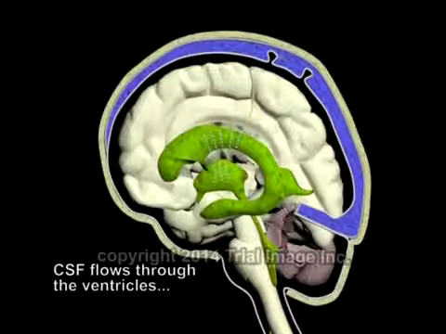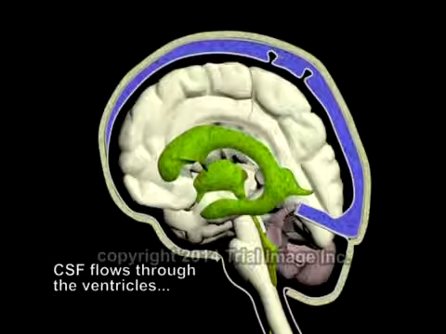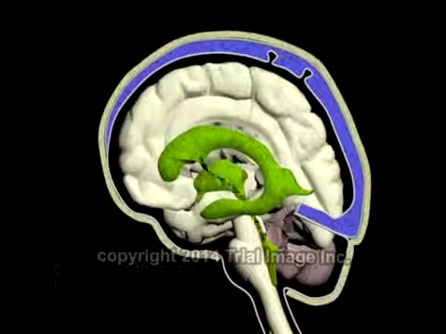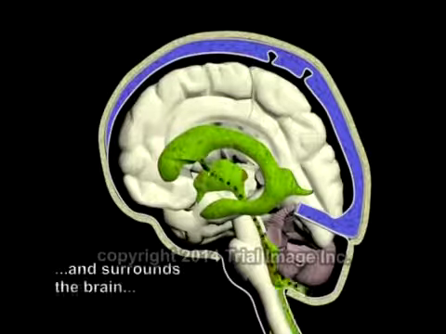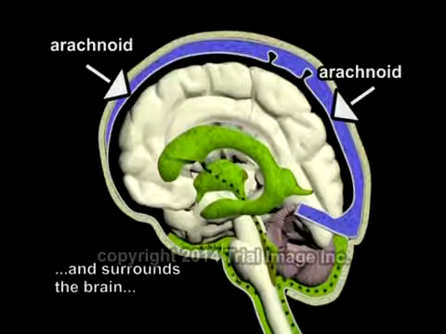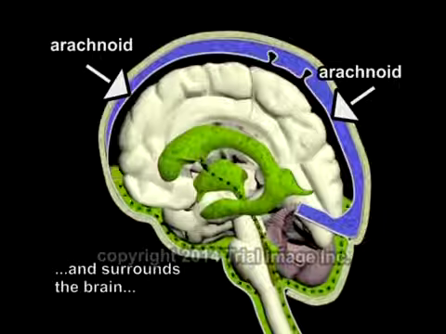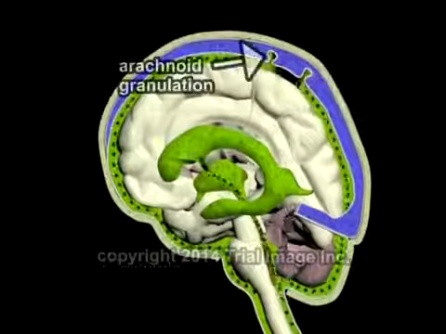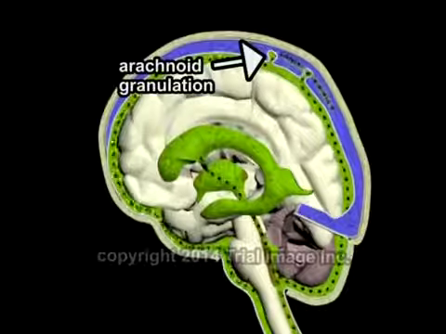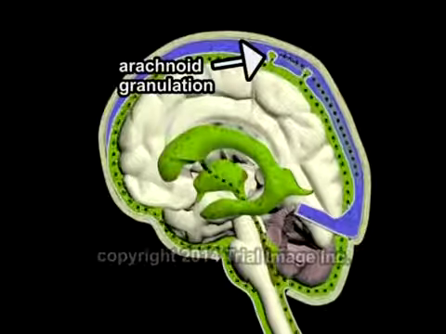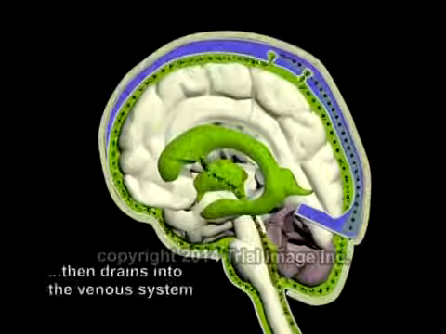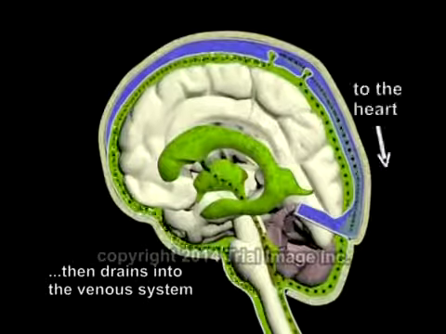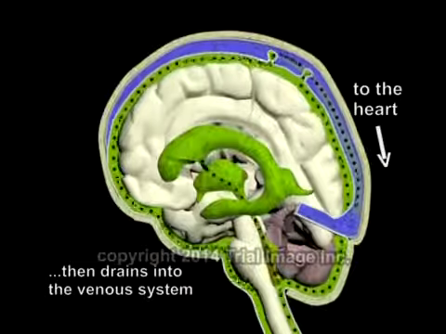It then flows or circulates through the ventricles, then surrounds the brain and spinal cord, where it is contained by a layer of the meninges known as the arachnoid. Through a series of outpouchings on the arachnoid known as granulations, the cerebrospinal fluid then flows into the venous sinuses of the brain, returning to the bloodstream from whence it originated.